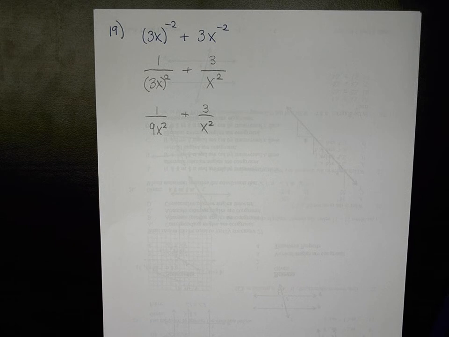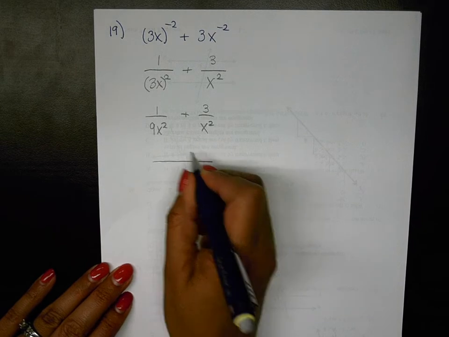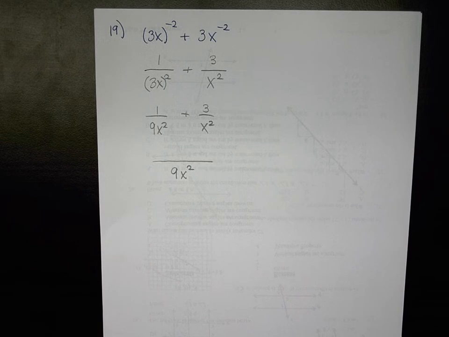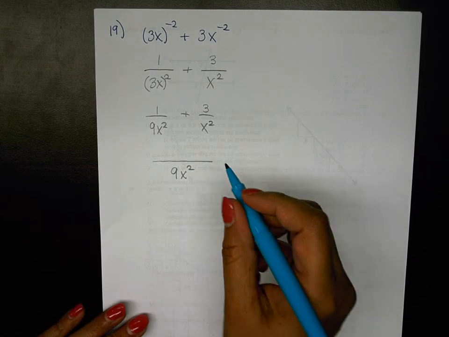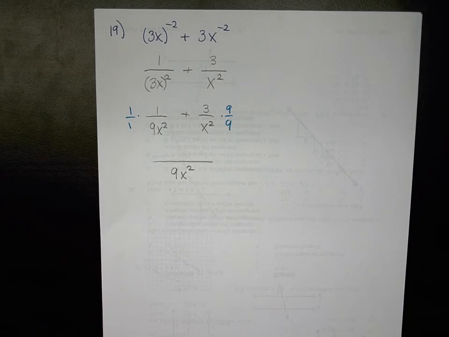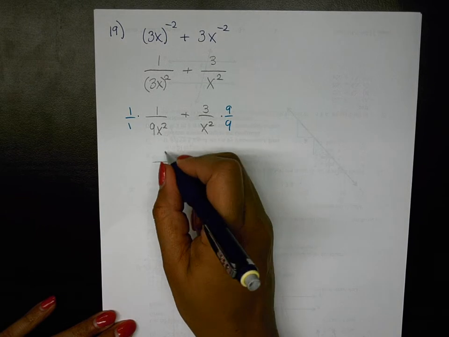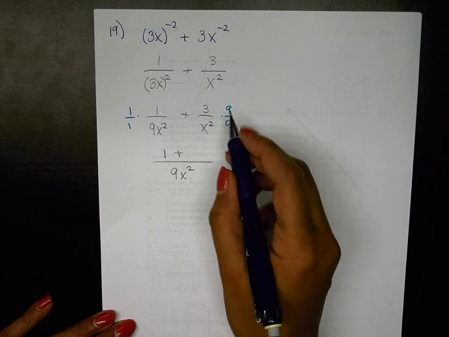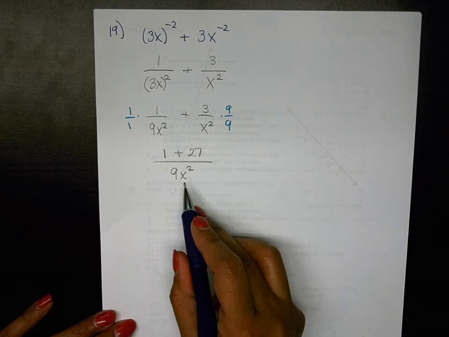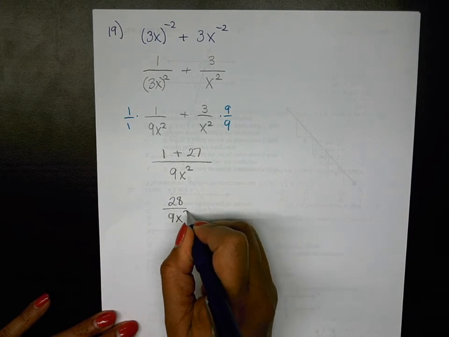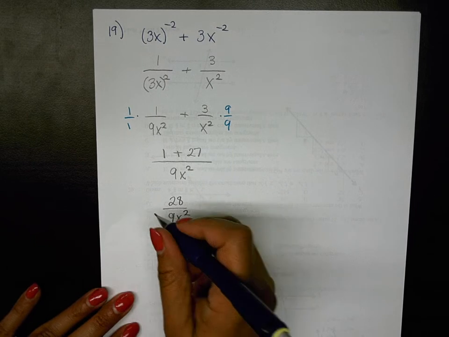Okay, so this is not a complex fraction. Do not treat it as a complex fraction. This is the one where you look for a common denominator, but you do not multiply everything by the same thing and clear out your denominators. You multiply only by what's missing. This one's not missing anything. This one's missing a 9. So then I have 1 times 1 is 1, 1 times 9x squared is the 9x squared I'm looking for in the denominator, plus 3 times 9 is 27. X squared times 9 is the 9x squared I'm looking for, and I end up with 28 over 9x squared, and nothing reduces. That is as far as I can go.